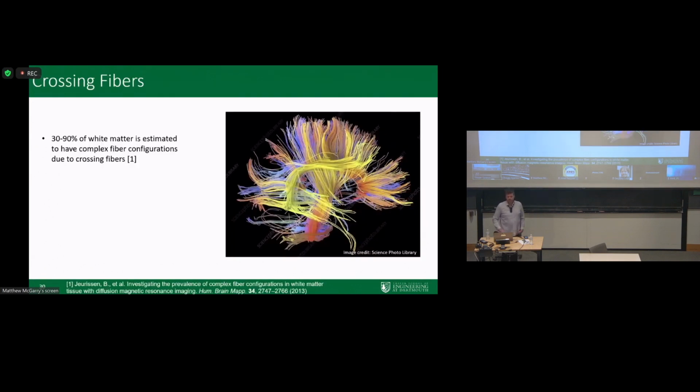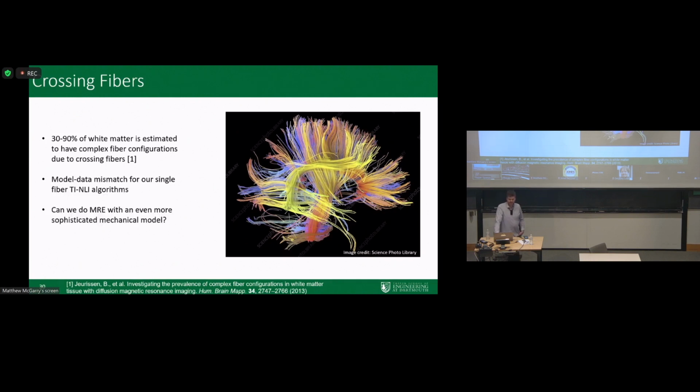There's not just a single fiber direction in some cases. The brain is obviously a really complex organ, and there are all these different tracts going around, and sometimes they cross over each other, sometimes they branch out. Up to 30 to 90% of white matter has been estimated to have complex fiber configurations with two or more fiber directions. This causes a model-data mismatch for our single fiber algorithms.